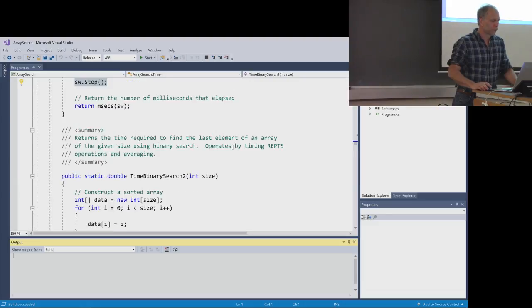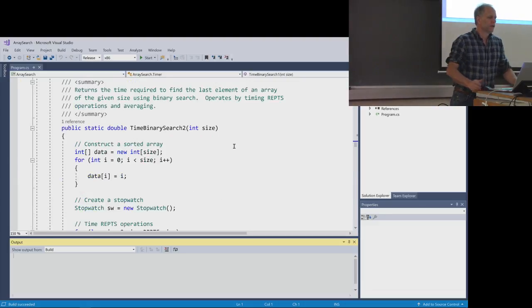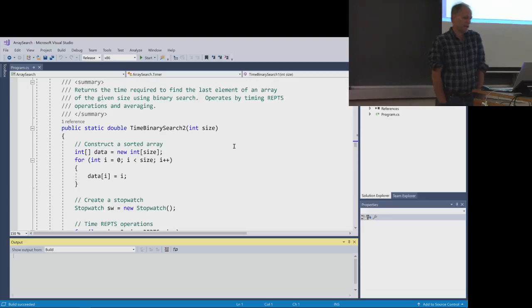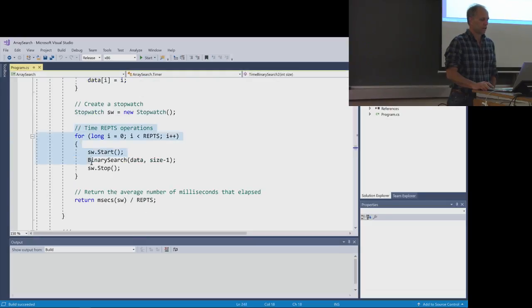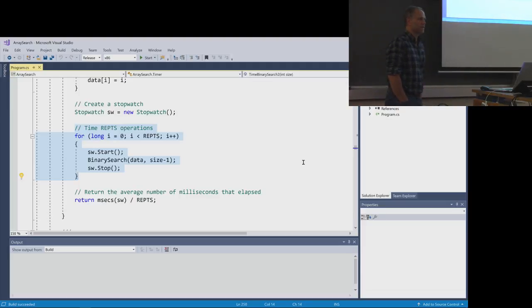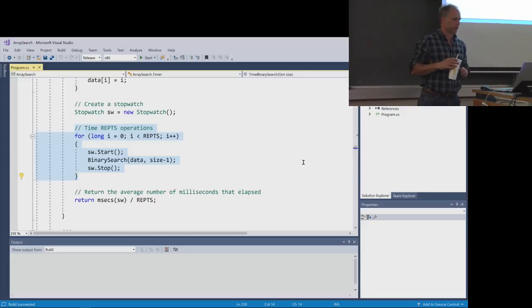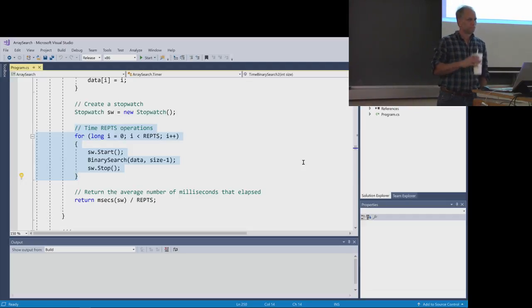Okay, so let's look at version 2 here. What it does is it times, in this case, 1,000 repetitions and averages. So again, it constructs a sorted array, starts the stopwatch, then it does 1,000 operations. But what guidelines am I violating here? You're just timing a small interval. I'm timing a bunch of small intervals and adding them up, and then later averaging. See, I average down there. What else?